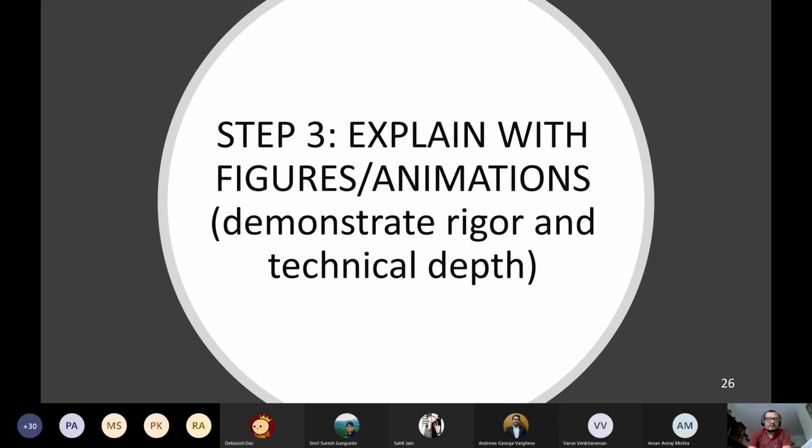So that is the step 3, where you explain the idea, the actual solution of the paper through figures and animations. Make sure that you demonstrate all the subtle points in this particular phase. Okay.